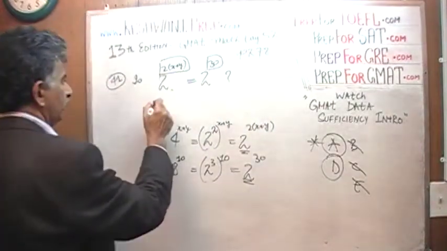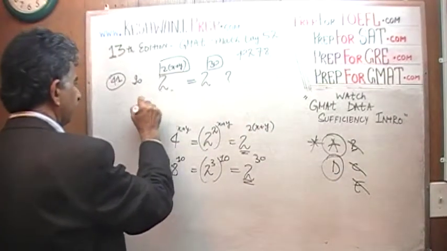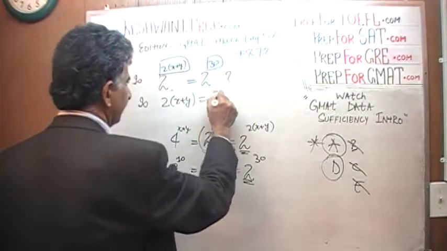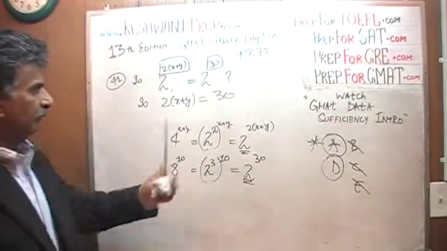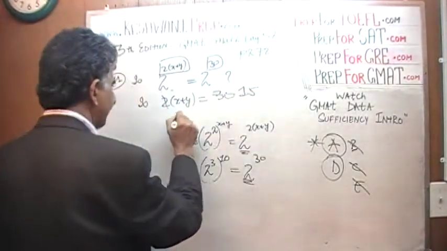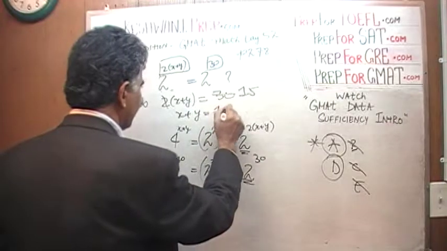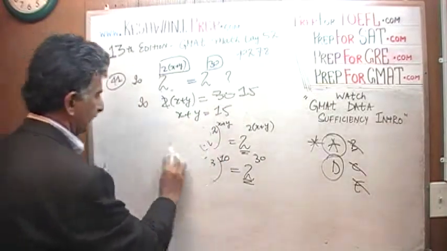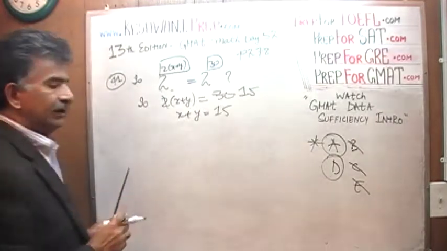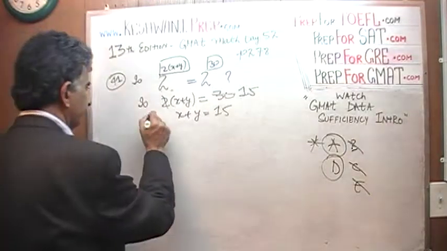The question boils down to: is 2 times x plus y the same as 30? Since 2 appears on both sides, this reduces to 15. They're simply asking us, is x plus y equal to 15? That's all they're asking us. Our job is to find out if x plus y equals 15.